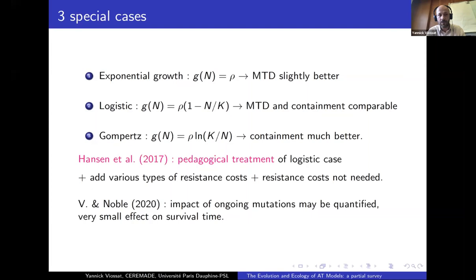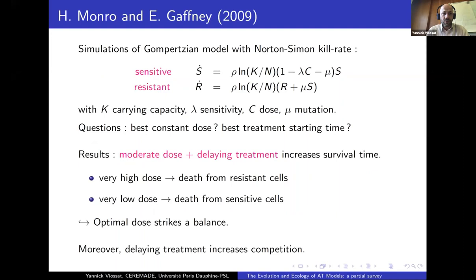Historically, the second model I know is due to Ellen Monro and Eamonn Gaffney in 2009, just before the adaptive therapy paper. They do simulation of a competition model with a Norton-Simon kill rate. So you have two populations again, sensitive and resistant. And you see there is no cost of resistance here either. It's the same growth rate rho for both.